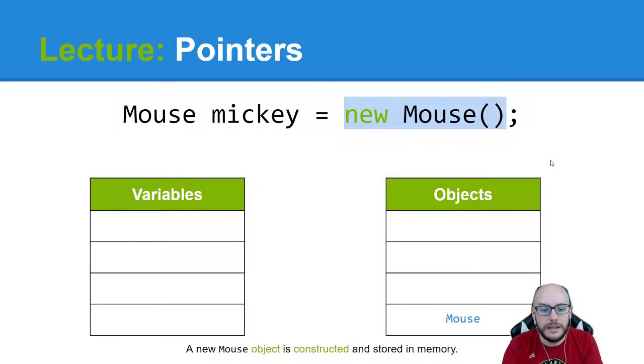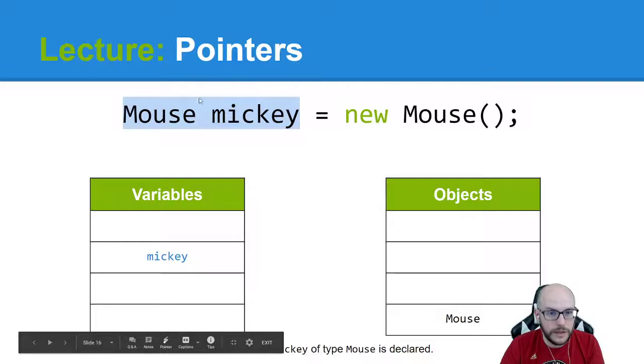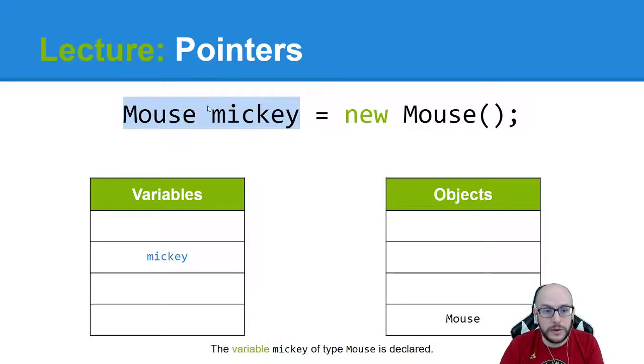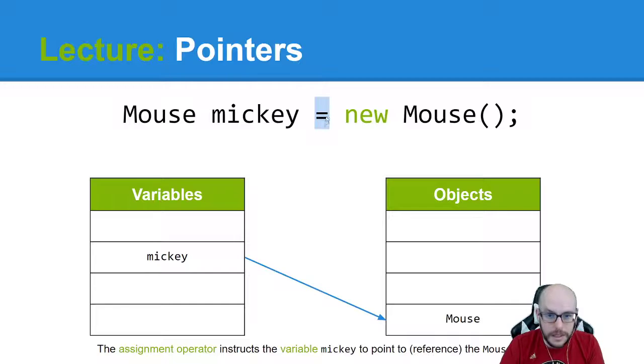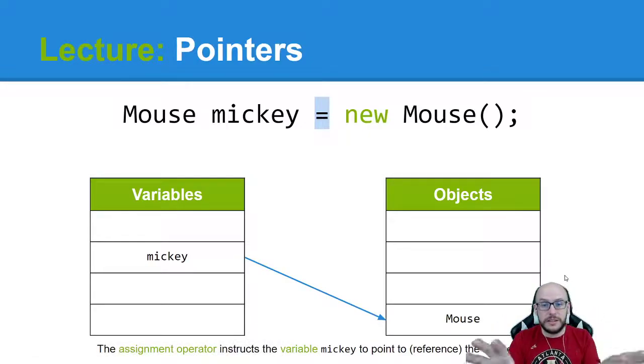So let's bring in our construction statement, and let's visually look at what's happened. Right, the right-hand side, a new mouse object is constructed and stored in memory. And you see that over here on my objects, we've got a mouse there. The left-hand side, variable declaration, we're going to create Mickey. It's able to reference mouse objects. Then the assignment operator here, since this is an object and an object variable, we're going to tell that variable to point to this object. Visually looks something like this. What I'm trying to get you to recognize is they're two separate entities. The variable is separate from the object.